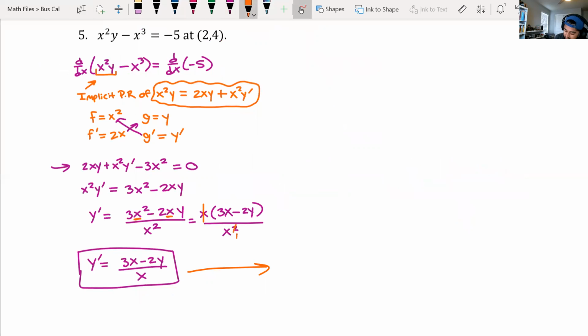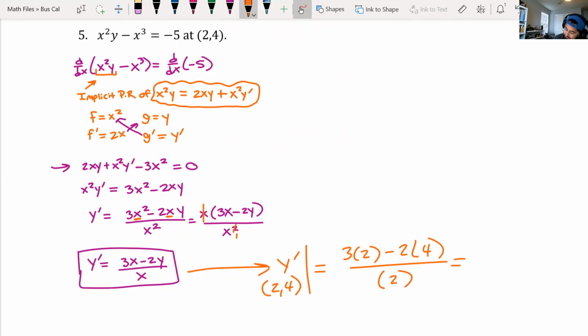And now just evaluate it. y prime at 2, 4. Plug in 2 for your x's, and then 4 for your y's. 3 times 2 minus 2 times 4 over 2. And that'll be 6 minus 8, which is negative 2 over 2, which gives us negative 1. Okay. Any questions on that one?